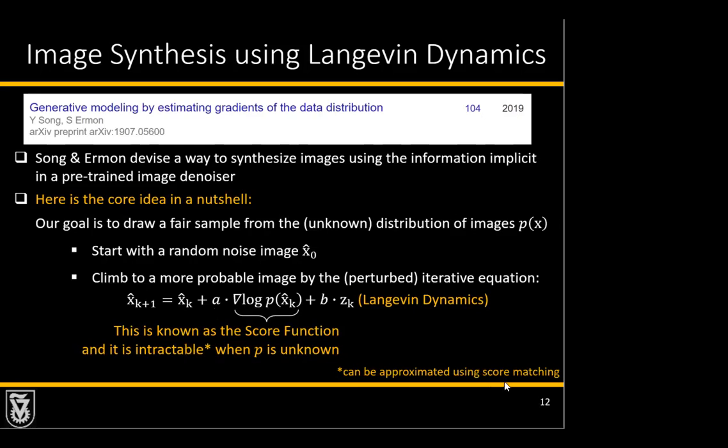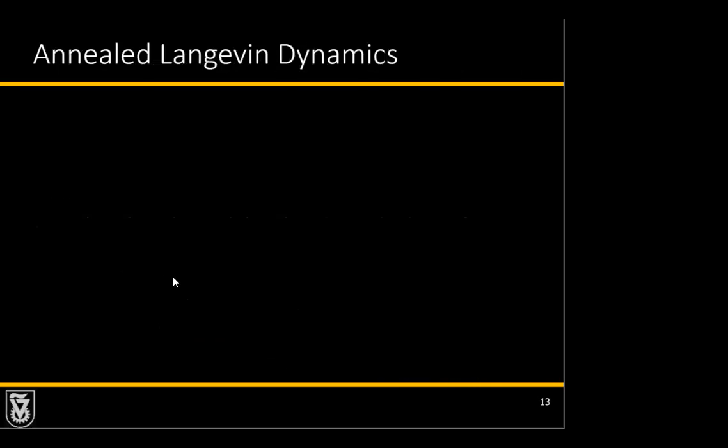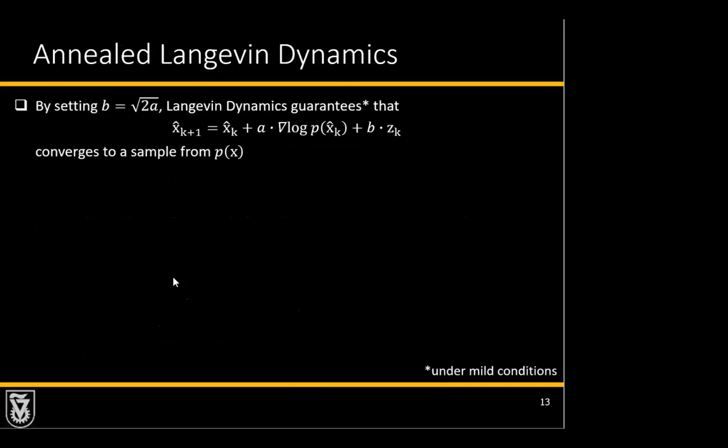Now, there have been some ways called score matching that try to approximate this, but their image generation performance does not compare at all to that of GANs. So we will not be focusing on those. We'll be focusing on this paper by Song and Ermon. So just a word about Langevin Dynamics. In this iterative equation, if P of X is well defined, the log of it is well defined everywhere, and under some other mild conditions, Langevin Dynamics guarantees that this iterative equation will converge to a sample from P of X.